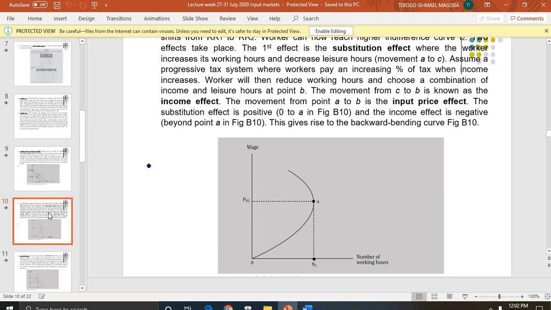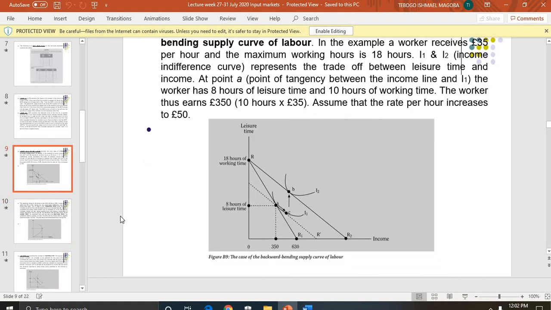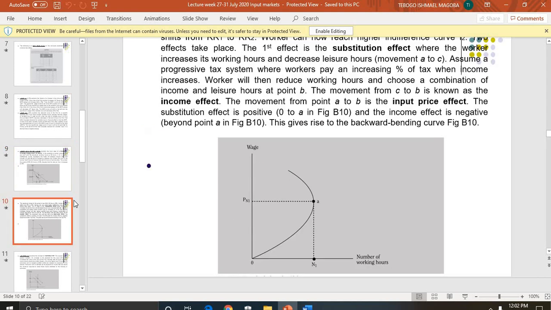Why is that? Because this person is earning a higher amount of income, wants to earn more money. So obviously, if you want to earn more money, you would increase your working hours, isn't it? It makes sense. The more you work, you would earn more. But then let's assume that you're in a country like South Africa, where we have a progressive tax system.